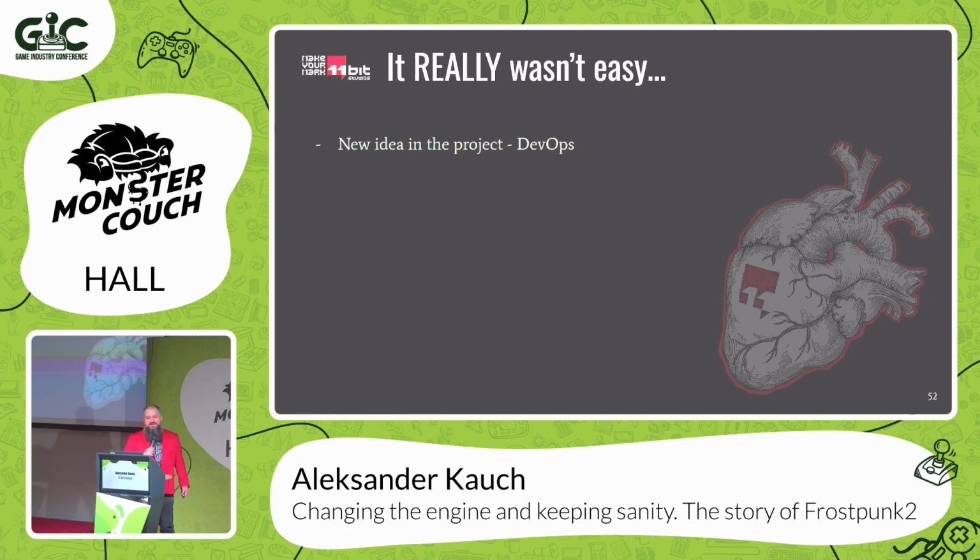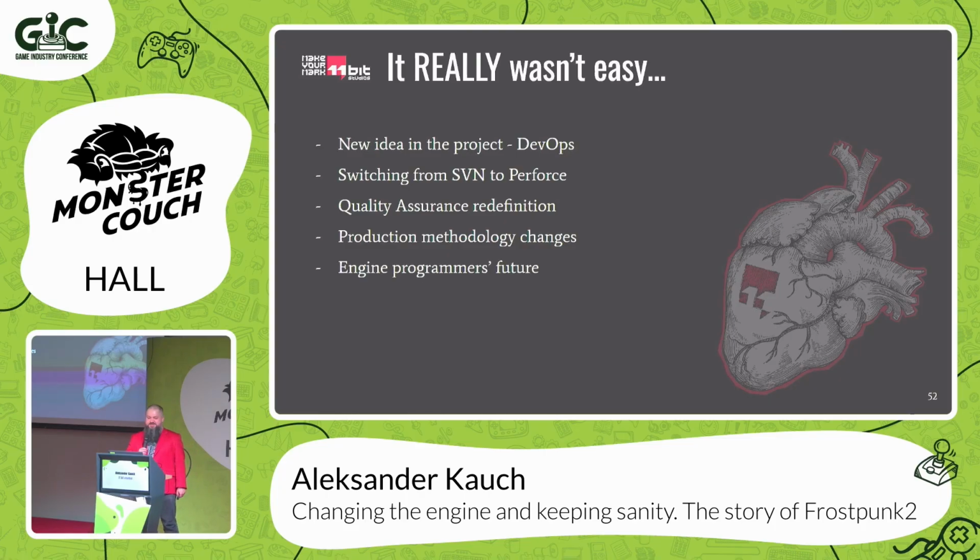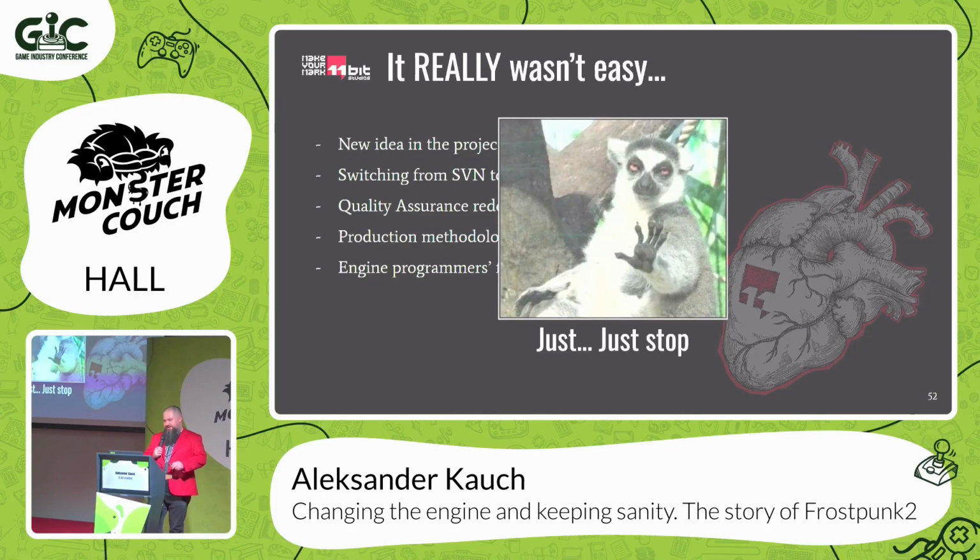And I can name all the other problems that we had in the company. There was a new idea, DevOps, in the project. We switched from SVN to Perforce. We reworked all the ideas about quality assurance, how it should work, what is the purpose of that team, and what people do we need. We changed the production methodology because you can't use Scrum with 40 people, so we went to Nexus. We wondered what it means to be an engine programmer in the new engine, and I could go on, but I'll just stop there.